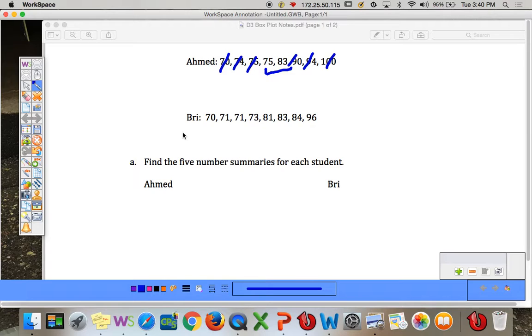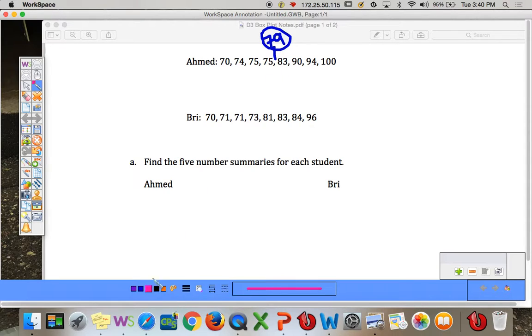So to average, to find the middle of 75 and 83, we add them up, 75 plus 83, and we're going to divide by 2. So I did that already. 75 plus 83 divided by 2 is 79. So 79 is Q2, or the median.